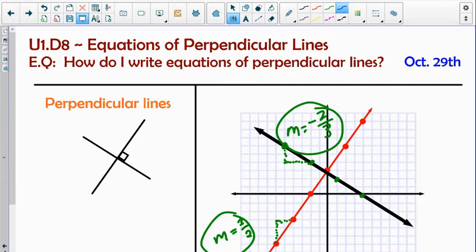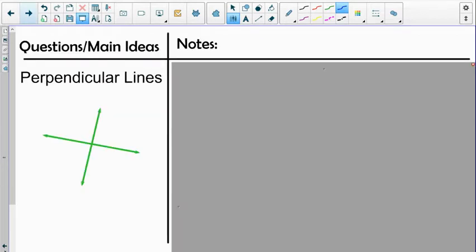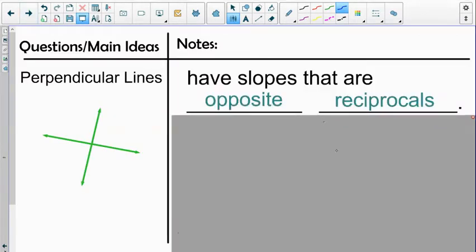And it also looks like the red line had a positive slope because it went up. So if I'm going to draw a line that is going to meet it at a 90-degree angle, I have to make sure that it's going down. In other words, having a negative slope. So one's positive, one's negative, and I have reciprocals. So to put this all together for your notes, that concept is called opposite reciprocals. Perpendicular lines have slopes that are opposite reciprocals.